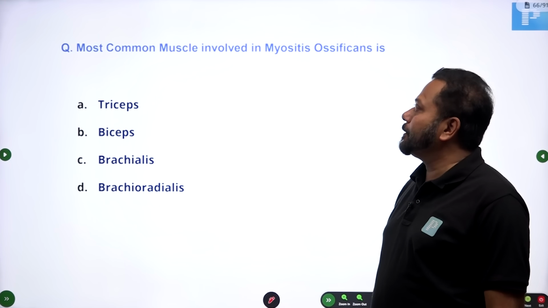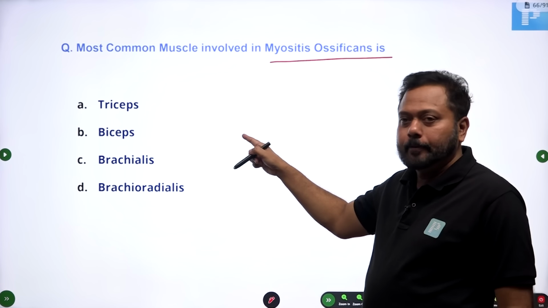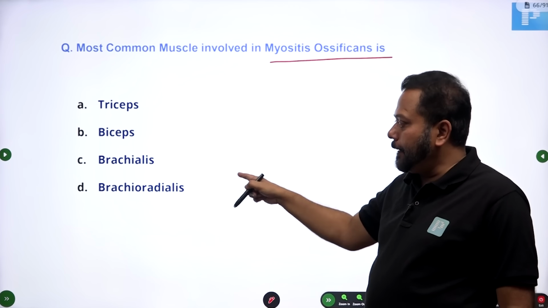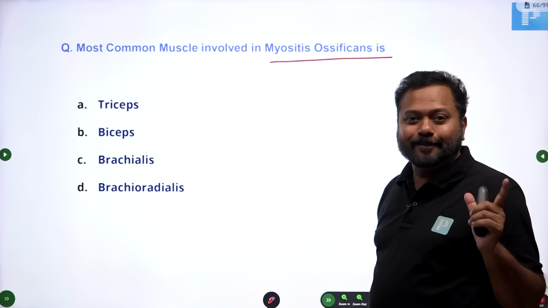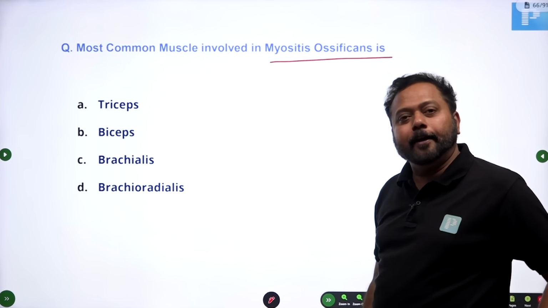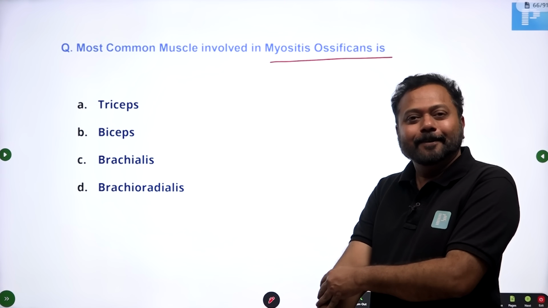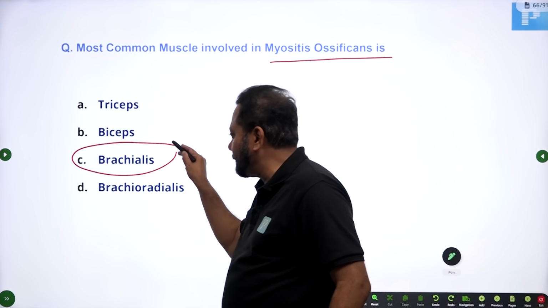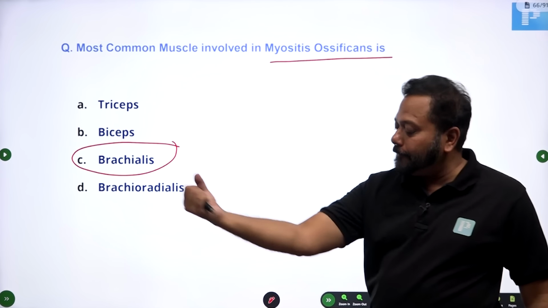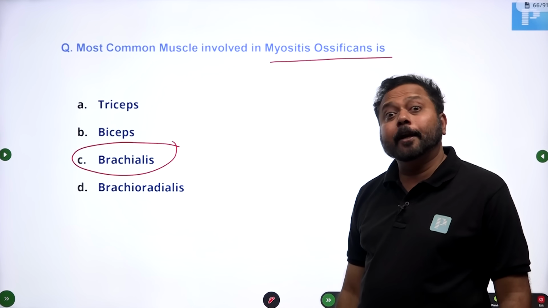Most common muscle involved in myositis ossificans: triceps, biceps, brachialis, brachioradialis. Straightforward question, and a very favorite area of FMGE, myositis ossificans. By this time you would have guessed the answer. Right answer is brachialis, because the most common area affected is elbow joint, and the most common muscle involved is the lower end of brachialis.